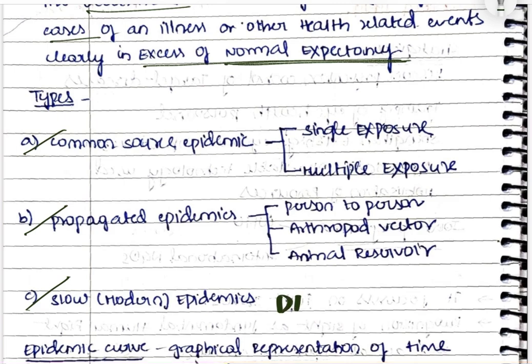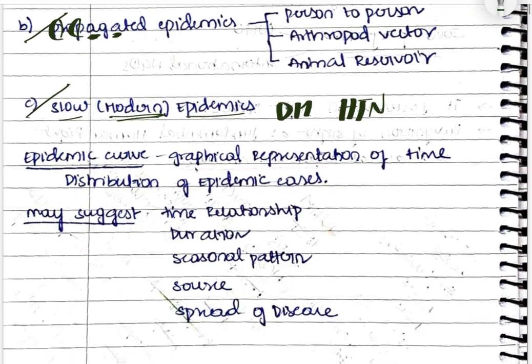Under the slow or the modern epidemics, you will be seeing diabetes mellitus and hypertension, because in recent days every other person in the household will be having hypertension or diabetes, right? So this is a slow or the modern day epidemic. And coming to the common source, you will be having single exposure, multiple exposure, and propagated. Again, you have P to P, so person to person, A is animal reservoir and the other A is arthropod vector.